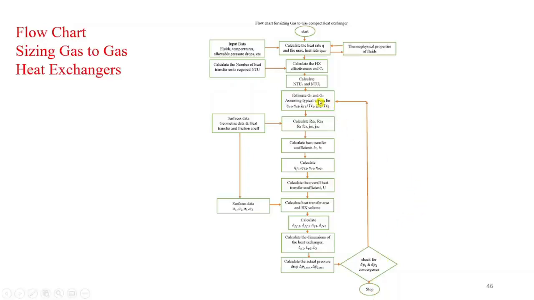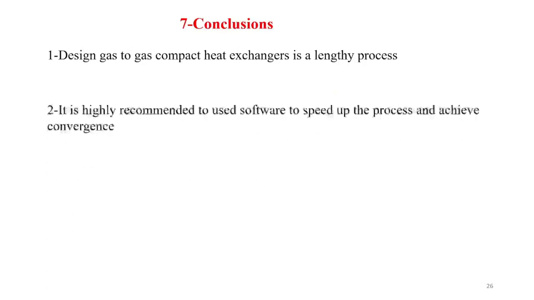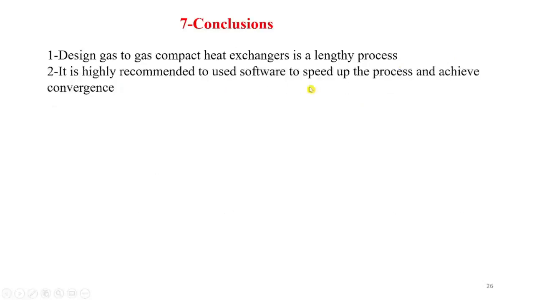So once you know G1 and G2, you have to go through a lengthy process in order to find the dimensions of the heat exchanger and find how much delta P1 and delta P2 actually are. So we would like to summarize the procedure of sizing or designing a gas-to-gas heat exchanger. It is obvious that this procedure is very lengthy, and you need a lot of parameters to be calculated. It is highly recommended to use software to speed up the process and achieve convergence.